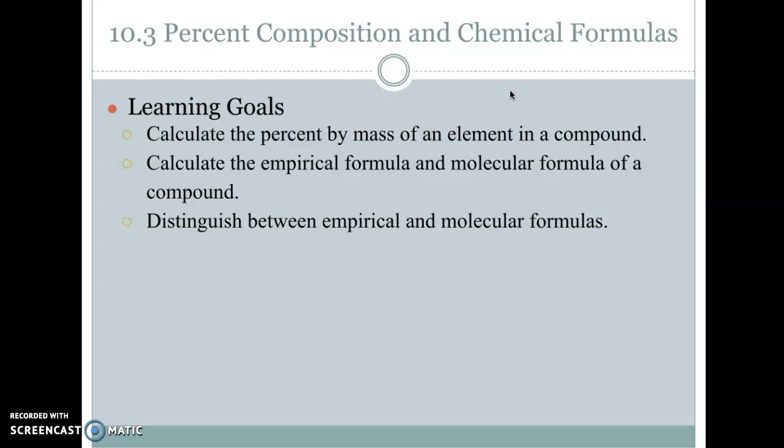Section 10.3 is on percent composition and chemical formulas, and today's notes are just going to be on percent composition. The learning goals for this section are to calculate the percent by mass of an element in a compound, and that's the one that we're going to do today. It's also to calculate the empirical formula and molecular formula of a compound and distinguish between empirical and molecular formulas. You'll be doing those two in the next couple of days with the other sets of notes.